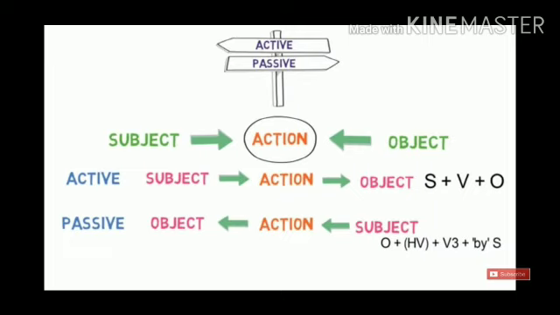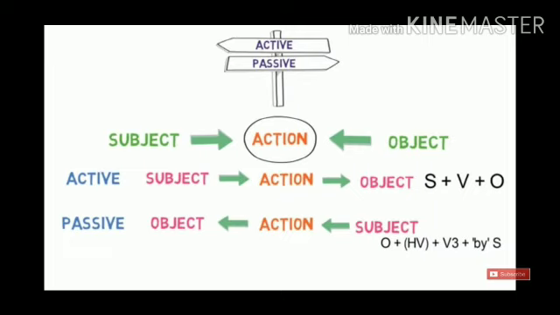First one, in an active sentence, the subject performs the action and the object receives the action. The sentence structure is subject plus verb plus object. In passive voice, an action is performed on the object by the subject. The sentence structure of passive voice is object plus helping verb plus verb 3 plus by plus subject.